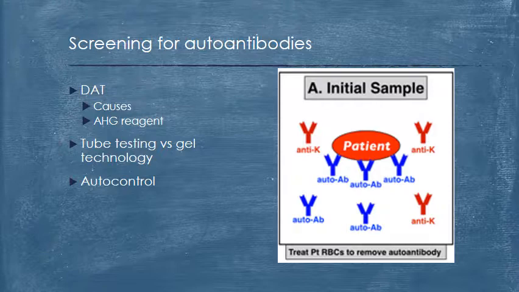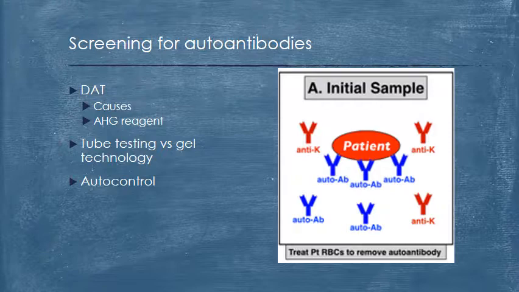However, the gel and solid phase methods, the automated methods that we use in the blood bank, are much more sensitive, in particular to the IgG coated cells. And so you might find a greater number of patients who will test positive for DAT if you use the automated methods. Some hospitals have decided, you know what, we're not going to use the automated methods for DAT, we're going to do manual methods. That's up to the hospital.